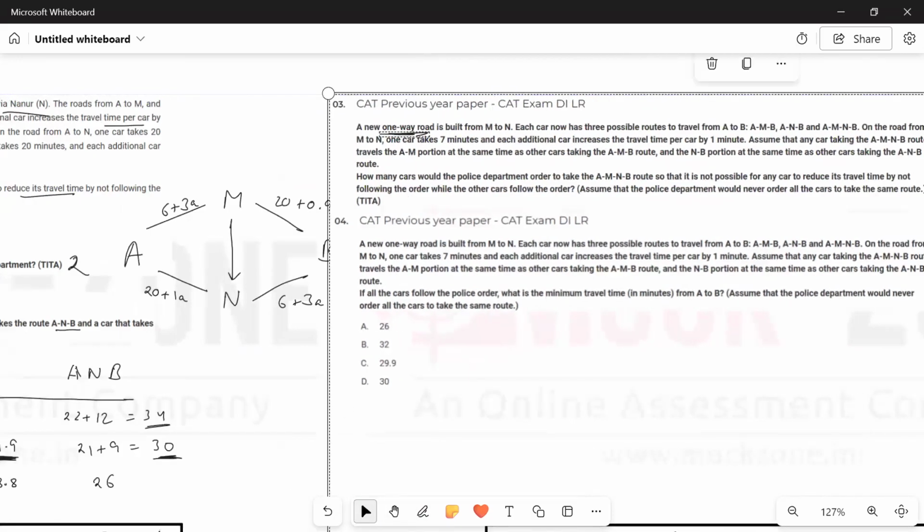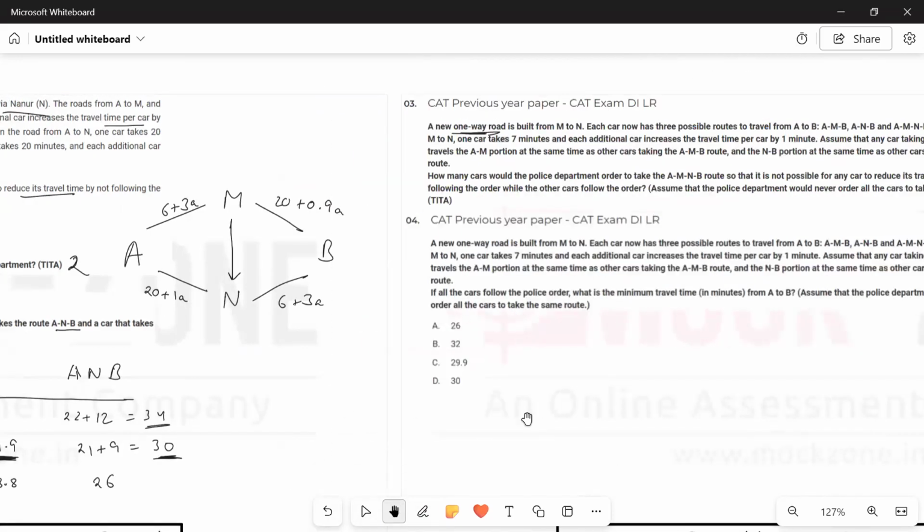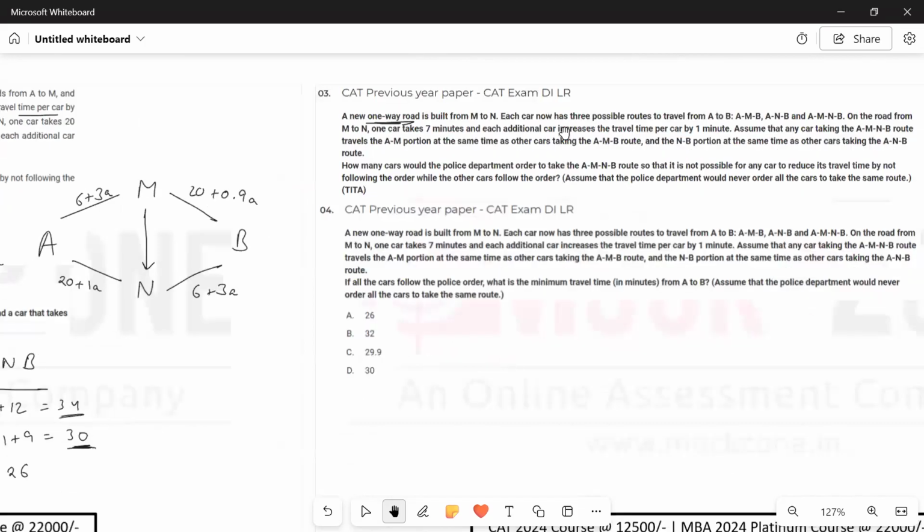Each car now has three possibilities to travel from A to B. One is A and B, the other is A, M, and B. On the road from M to N, one car takes 7 minutes and each additional car increases the travel time by 1 minute. So this one is 7 plus 1A.